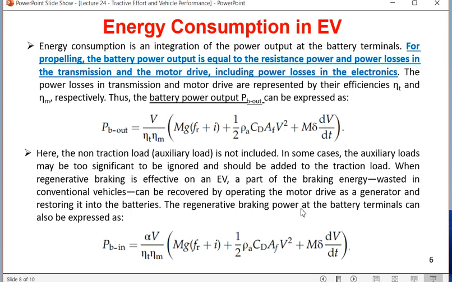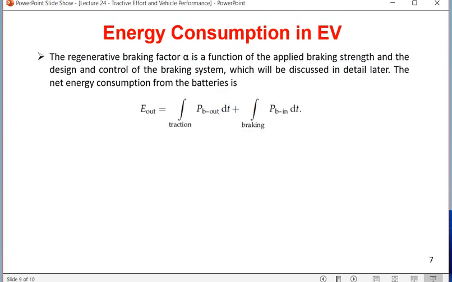The regenerative braking power at the battery terminals can be expressed as PB in = alpha into V divided by eta t eta m. So everything is the same here. You are finding only that there is a coefficient alpha which is multiplied. So the above formula and below formula are the same. Alpha is just a fraction. So how much fraction of the PB out is fed back or taken back into the battery for charging? That is the proper mathematical representation of regenerative braking.